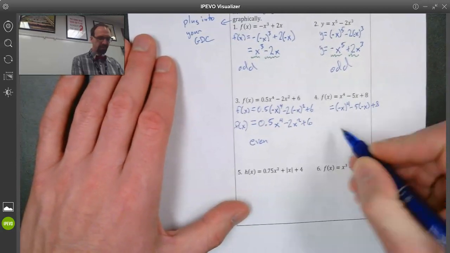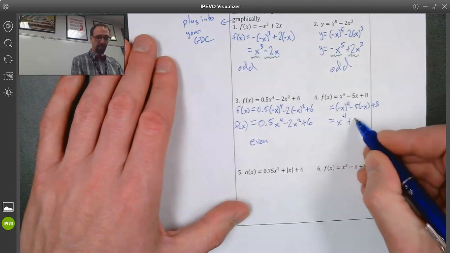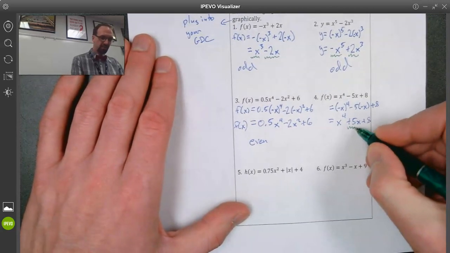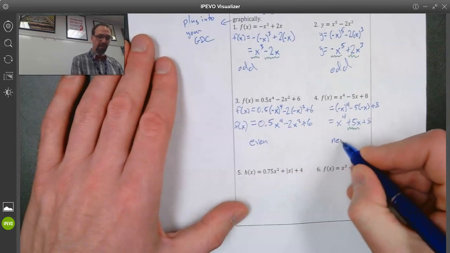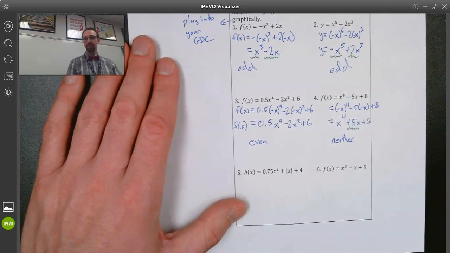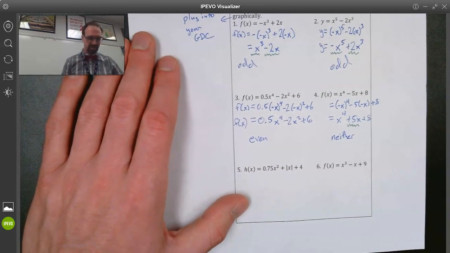Number 4. So here I'm going to plug in opposite x to the 4th, minus 5 times opposite x, then plus 8. Here, opposite x to the 4th is just going to be x to the 4th. Here, though, I have plus 5x and then plus 8. So I had one thing that did change. That changed sign from a negative to a positive, so this is neither. Remember, for it to be odd, it has to be all, and for it to be even, it has to be no sign change. So if you have just one sign change, then it is neither.